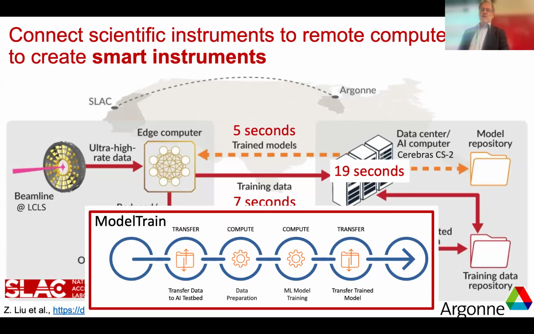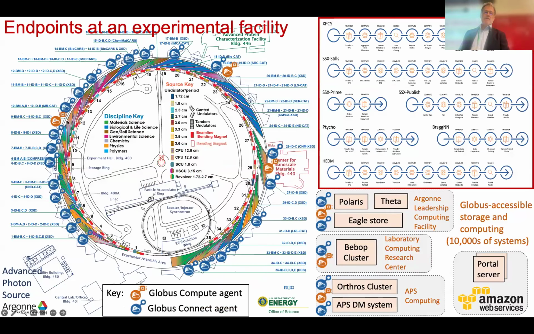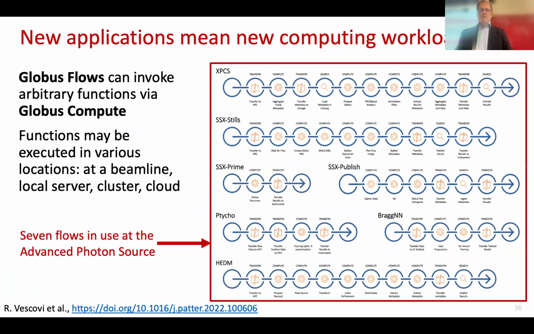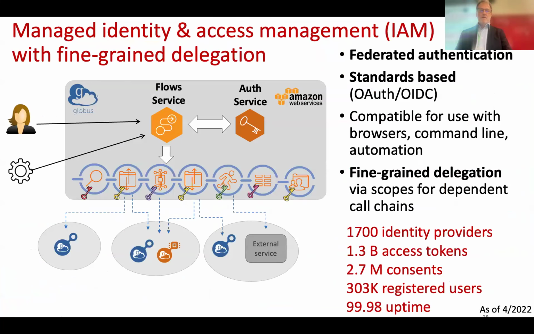And this stuff is going well enough that now people are deploying these endpoints at many facilities. For example, this is the Advanced Photon Source at Argonne, a high energy synchrotron light source. Essentially, every beamline has one of these transfer endpoints, and there are many different sorts of flows being created to implement different forms of data analyses, model training, data processing, data publication pipelines, and so forth. So I think I'll skip over that.